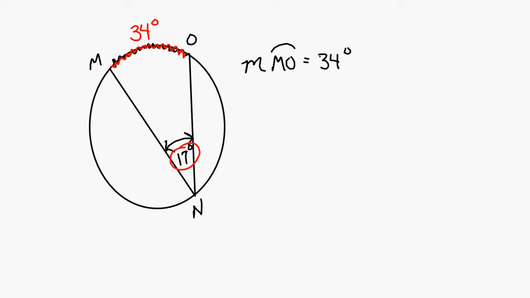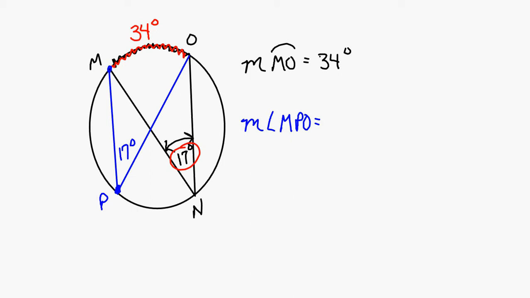If I added another angle in here, this blue angle, called it MPO, what is the measure of angle MPO equal to? 17 degrees as well, isn't it? Because it intercepts the same arc. It intercepts MO. So it's going to be half the measure of MO.